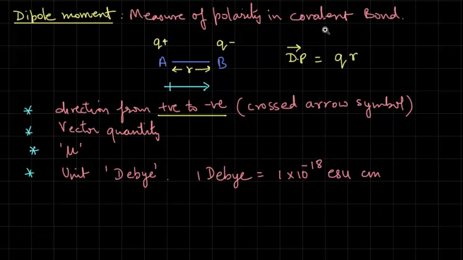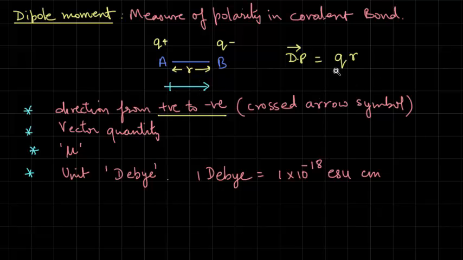So the more polar a covalent bond is, the more charge will be on the electronegative element. So let's say this is A, this is B. This is more electronegative, so it has a partially negative charge, let's say -Q, and this has +Q. The distance between the two nuclei is R. So this is the representation, a plus and an arrow, and this arrow moves from positive to negative. So this gives the direction of dipole moment. So dipole moment is obviously a vector quantity. It has a direction and it has a magnitude.